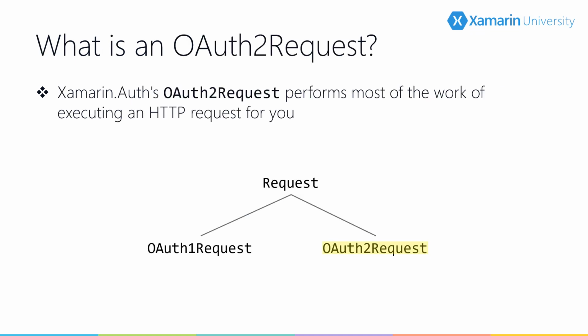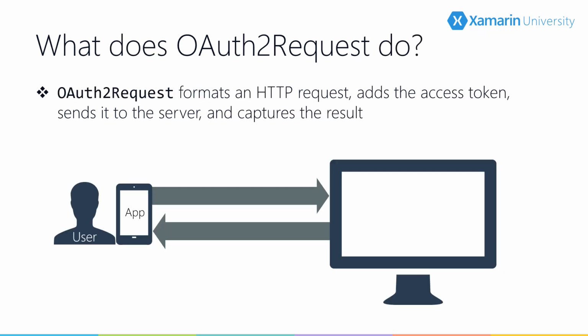So I'm going to introduce you to another object in the XamarinAuth API called request. And request is a base class that performs most of the work of sending and receiving HTTP requests. There are two derived classes, OAuth1 request and OAuth2 request. And I'm pretty sure you can guess which one we're going to use. We'll be using the OAuth2 version, OAuth2 request. Now, this class will properly format an HTTP request. It will add the access token and it'll send it to the correct server endpoint. And it'll also capture the response. It's actually doing a lot of work for us.